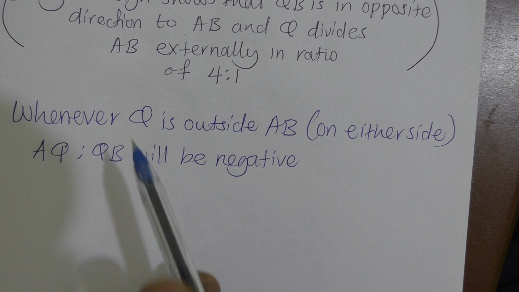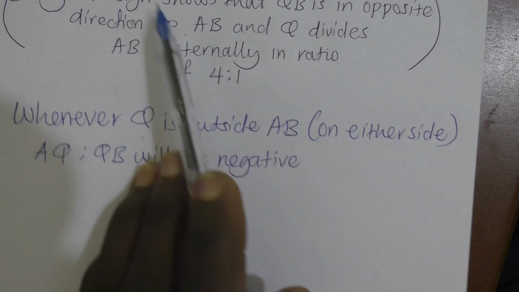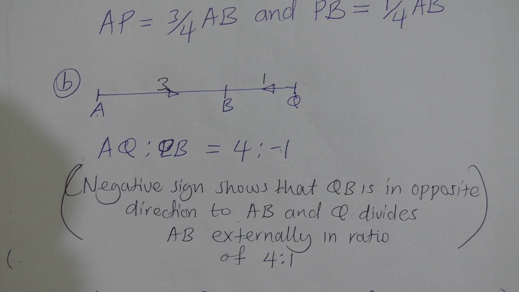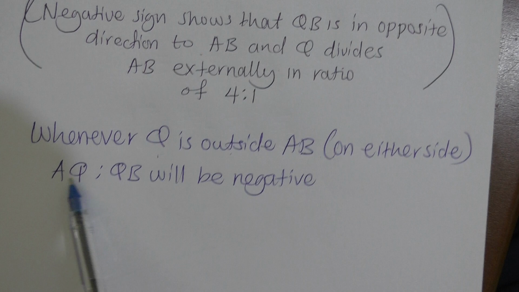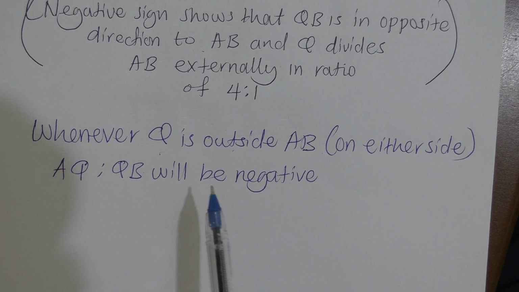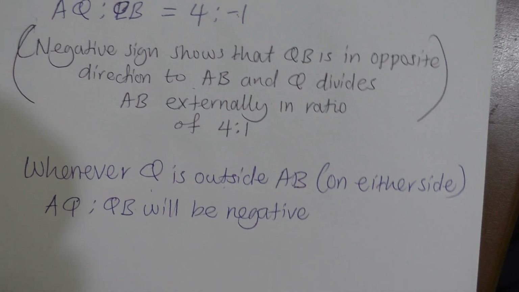So whenever Q is outside AB on either side, whether on this side or the other side, then AQ to QB will always be a negative. So that is proportional division of a line.